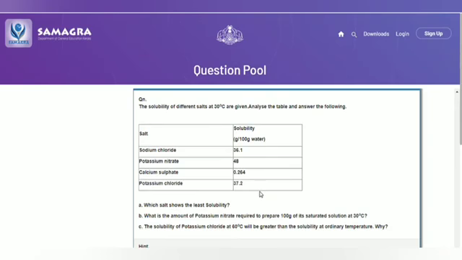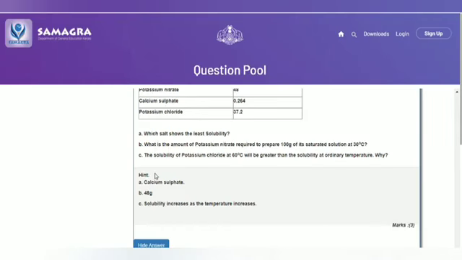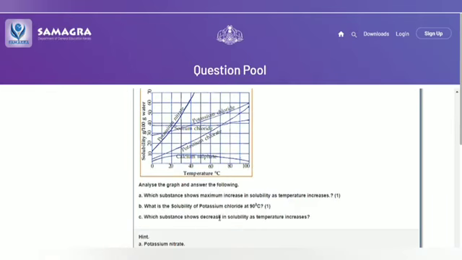The solubility of different salts at 30 degrees Celsius is given. Analyze the table and answer. Sodium chloride 36.1. Which shows the least solubility? Calcium sulfate, 0.264, shows the least solubility. What is the amount of potassium nitrate required to prepare 100 gram of saturated solution at 30 degrees Celsius? Potassium nitrate is 48 gram. The solubility of potassium chloride at 60 degrees will be greater than the solubility at ordinary temperature. Why? Solubility increases as temperature increases.